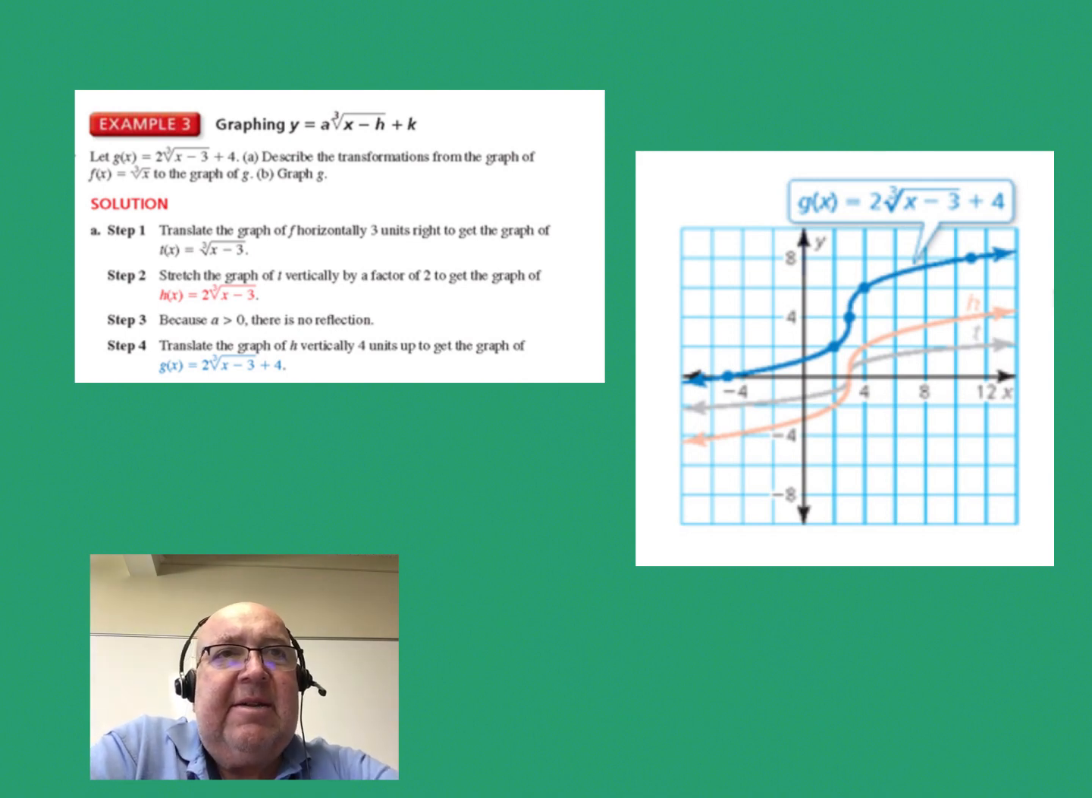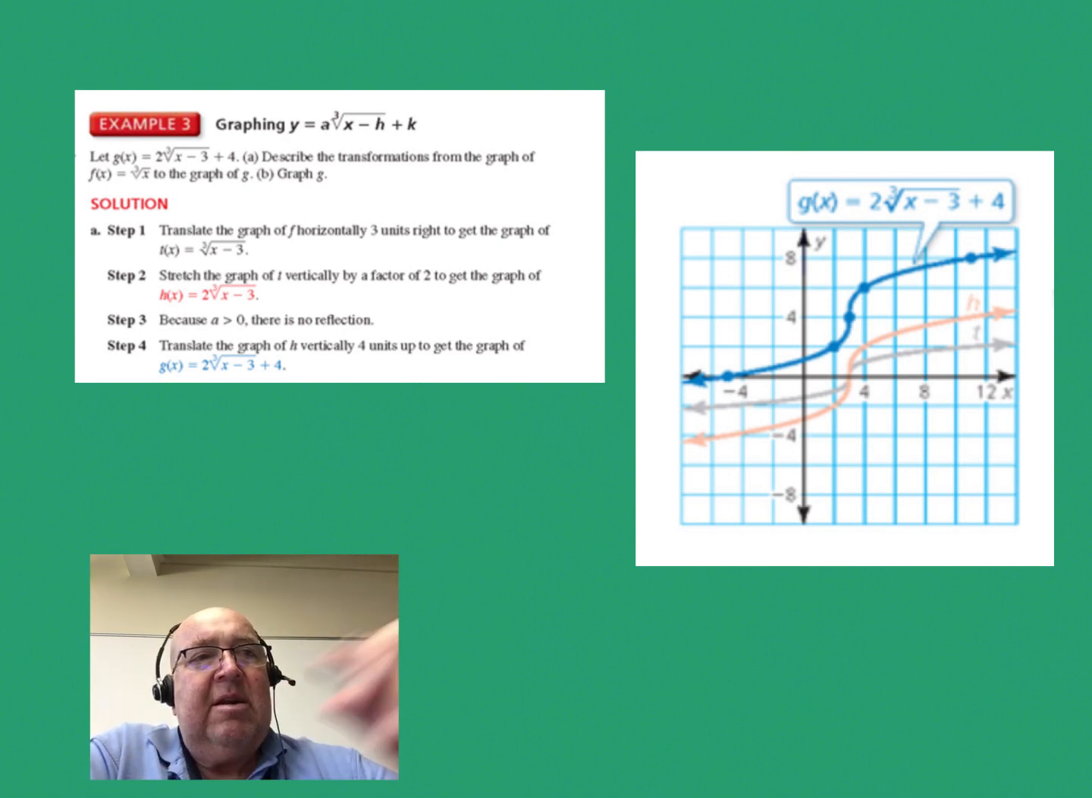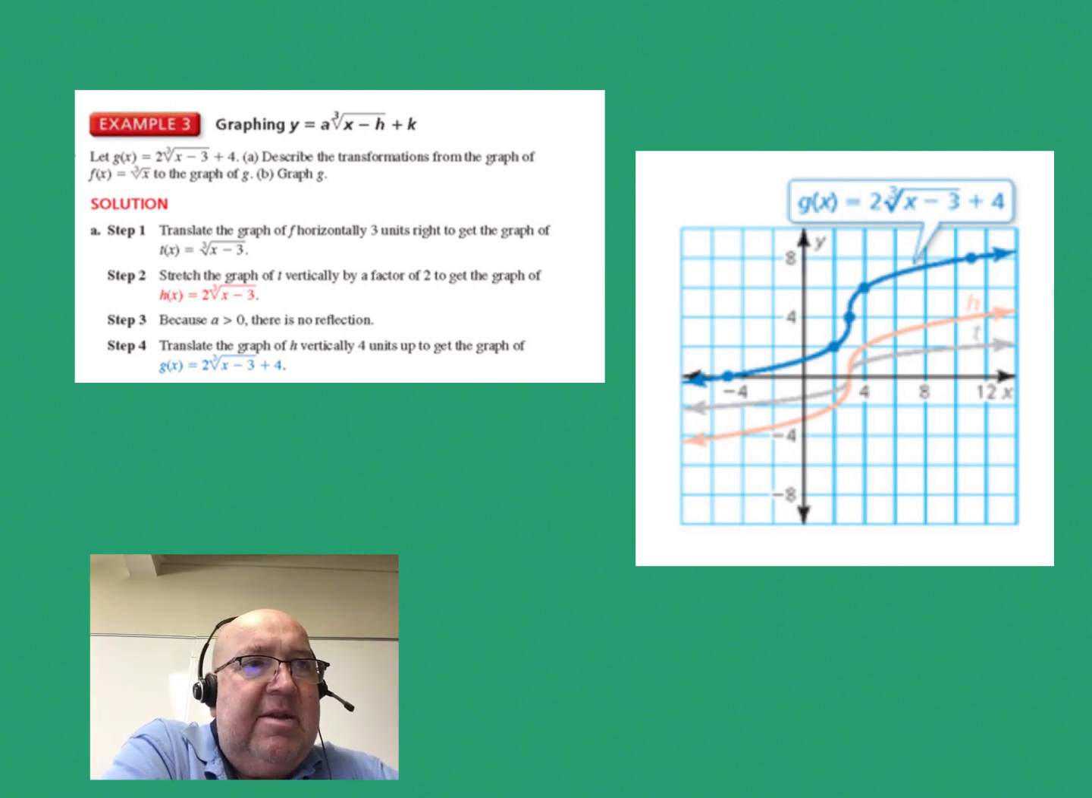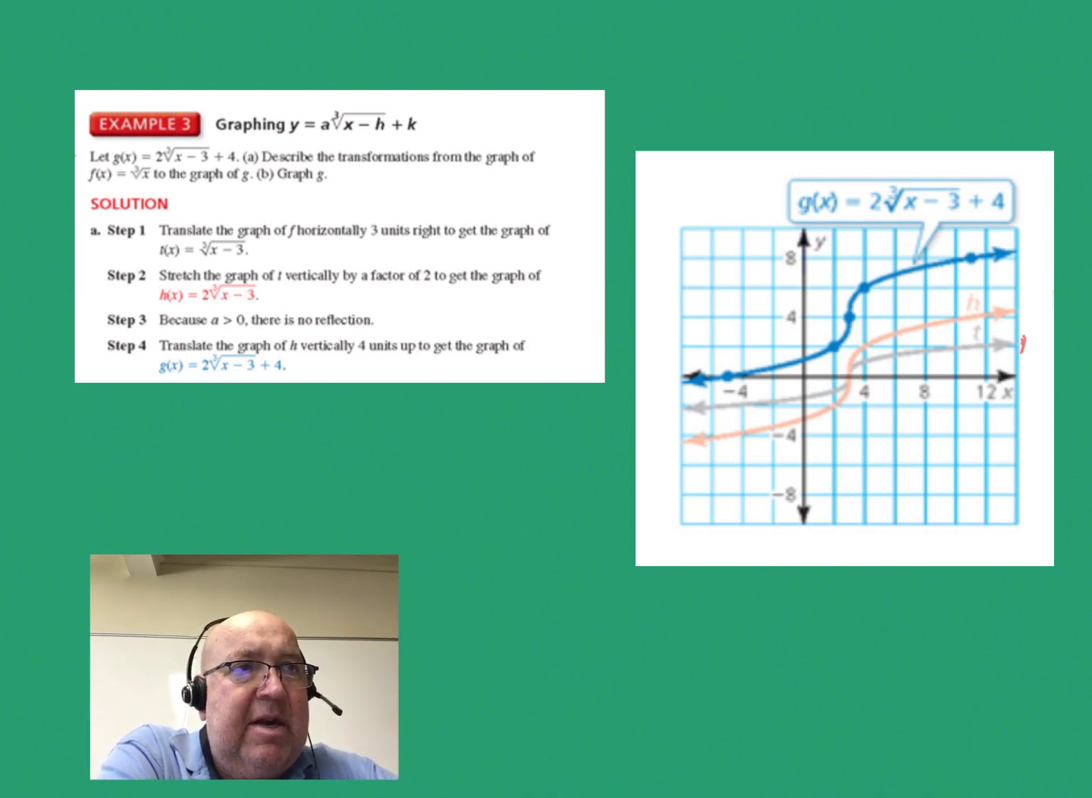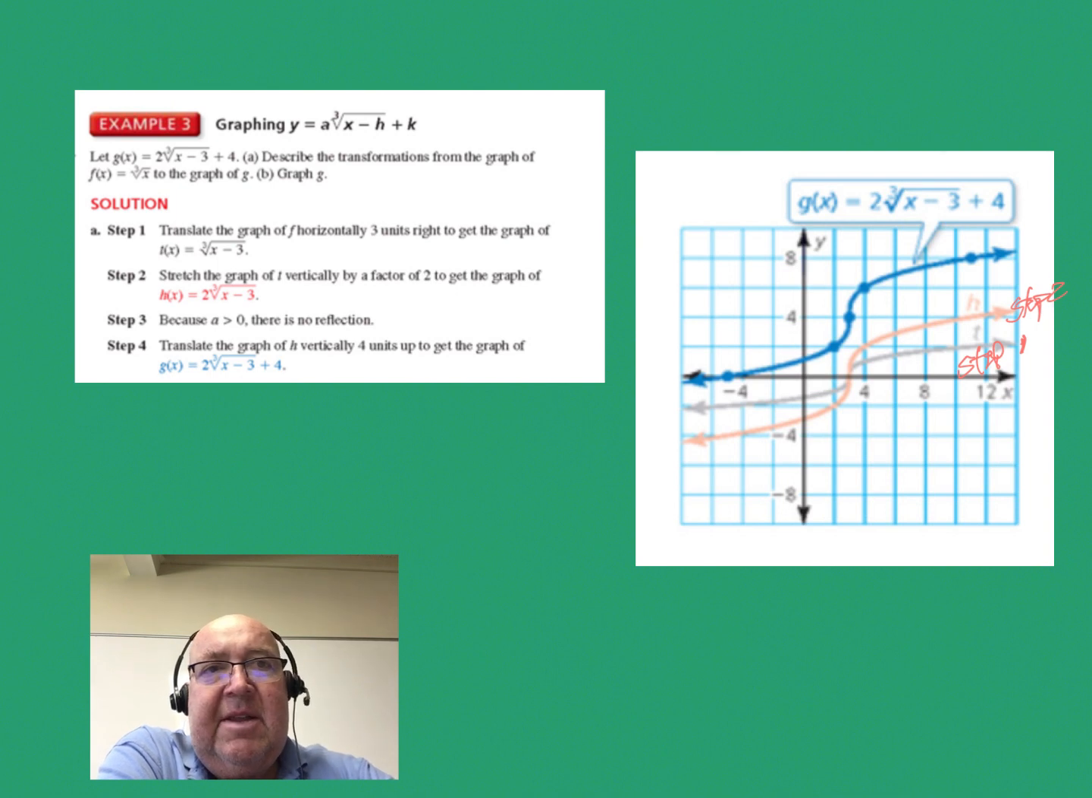Finally, here is that function or form that looks like the quadratic vertex form. But here's what happened. They started with the graph of cubed root x minus 3, which is the gray graph. So this was step 1. Then they stretched it 2 units. So this is step 2. And finally they raised it up by 4 units, and that is step 3, the blue line.